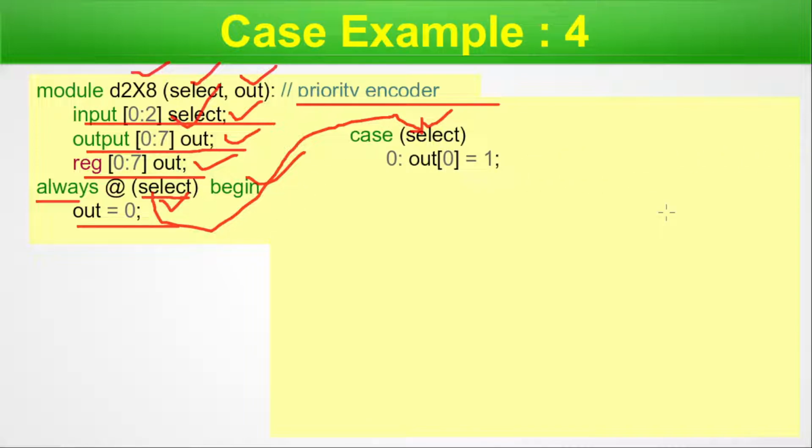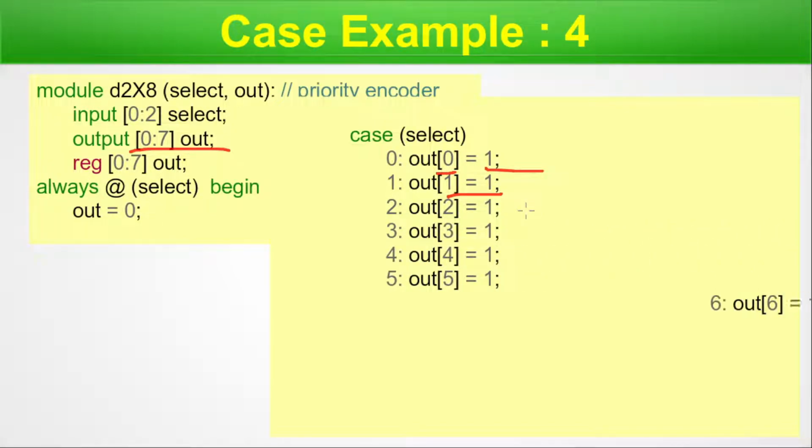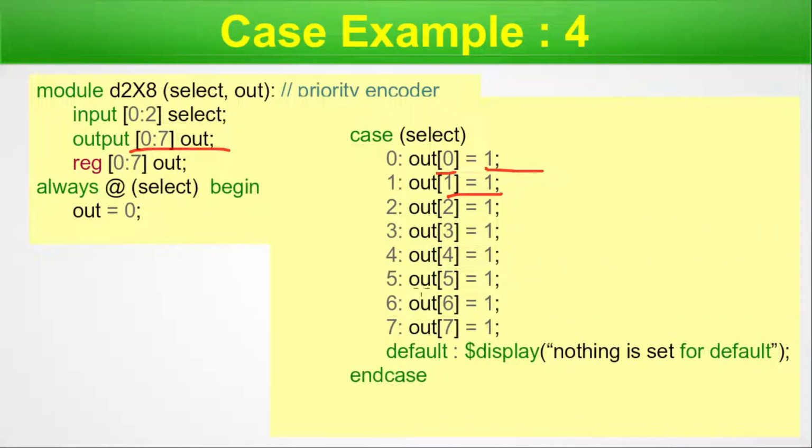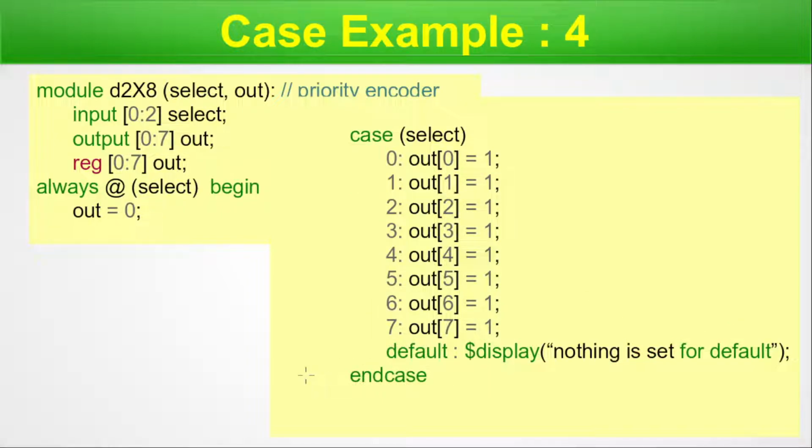And here we have our first lookup table statement: if select is 0, then out is a bus, right? So the 0th bit will be 1. Next, the 1st bit will be 1. This way we continue further and we reach the default one. Here the default one is display; nothing is set for default. So this is acting as some debug command. This notifies that none of these has happened and nothing is set for the default. That means the above ones have not executed. And we end our case with the end case statement.